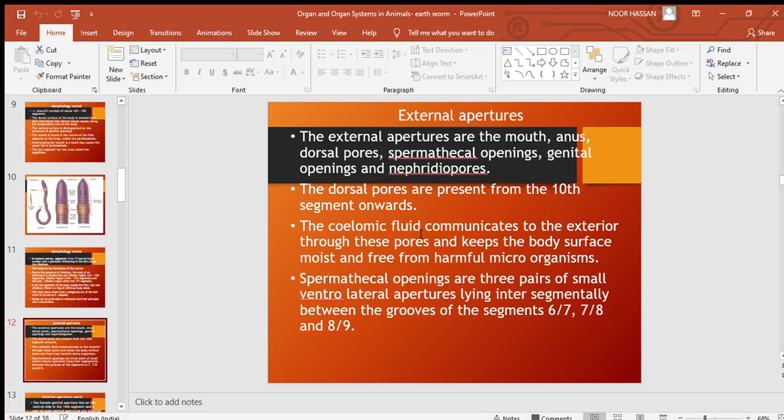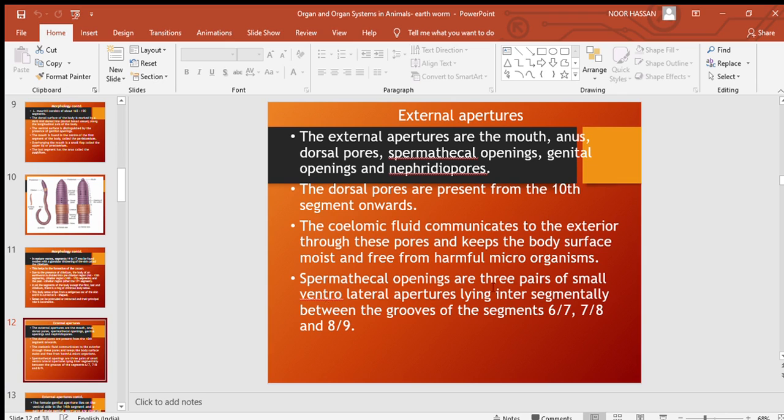The coelomic fluid, that is the fluid that flows inside the body cavity or coelom, can communicate to the exterior through these pores. So the dorsal pores are for the coelomic fluid to communicate with the outside environment, and also to keep the body surface moist and free from harmful microorganisms. So these are the functions of the dorsal pores.